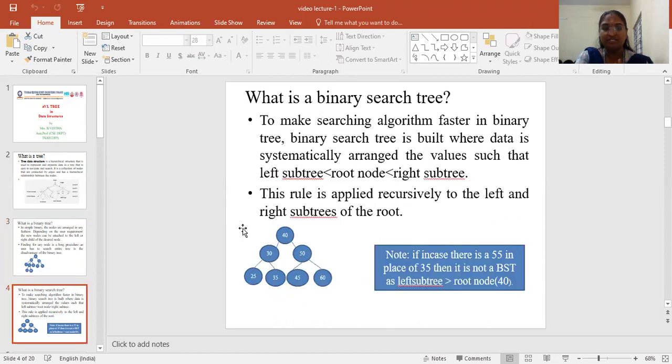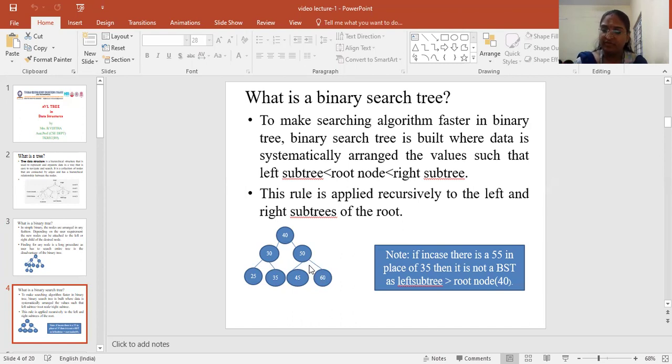Next, coming towards a binary search tree. This tree will help in searching a particular element very fast. It is designed in such a way that the data you are attaching will be arranged in a systematic order. The nodes will be arranged in such a way that the left node should be less than the root node, and the root node should be less than the right node.